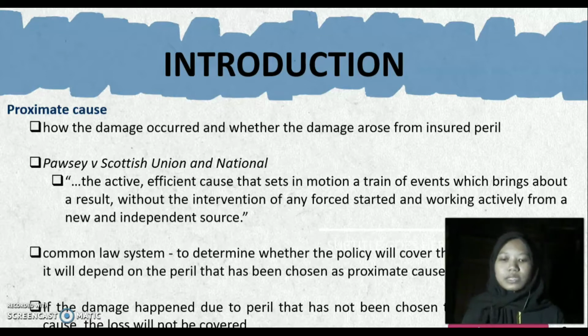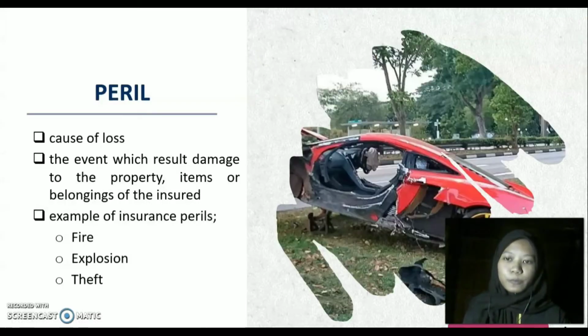Under the common law system, to determine whether the policy will cover the damage occurred or the loss suffered by the insured party, it will depend on the peril that has been chosen as proximate cause. If the damage or loss happened due to a peril that has not been chosen to be the proximate cause, the loss will not be covered by the insurer.